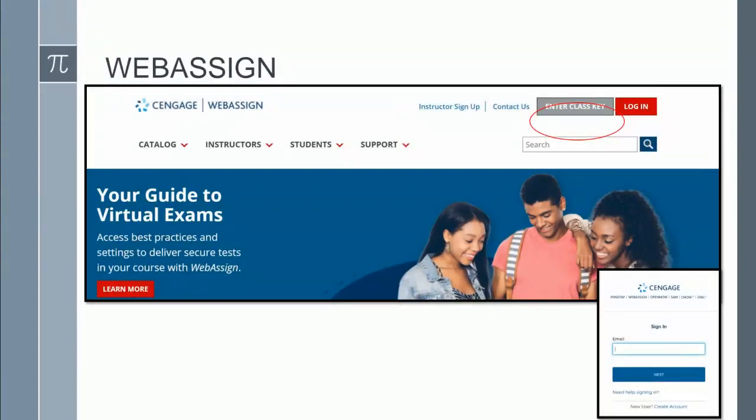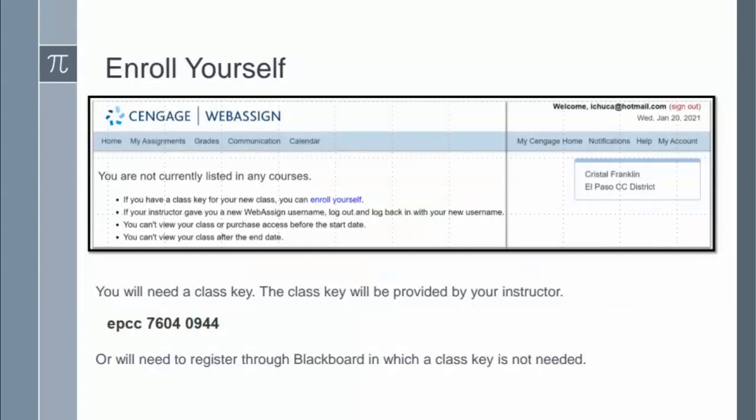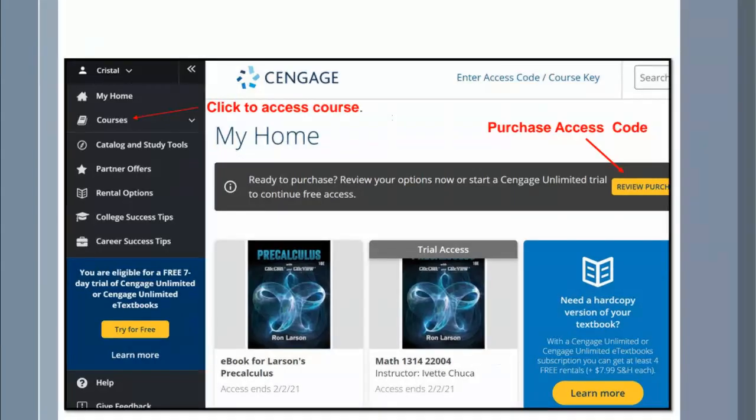So to get there, you're going to go to webassign.net, and it's going to give you this front screen. And what you'll do is you'll click on the enter class key given by your instructor. And when you do that, like I said, you're going to enroll yourselves. So here, this is an example of what the class key looks like, given by your instructor. It's going to start with an EPCC and a total of 8 numbers. Okay, so once you put that in, it's going to take you to the Cengage homepage, to your website.